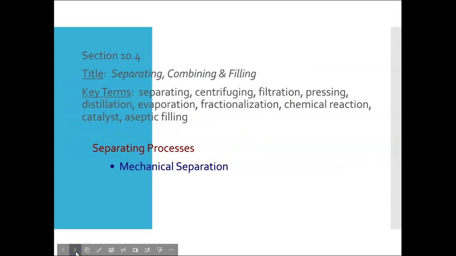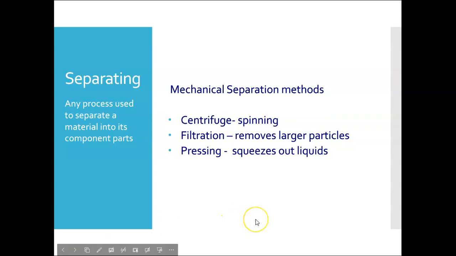When we talk about mechanical separation, we're going to talk about a centrifuge, where we basically spin things to get them to settle out and separate. We might use filters, what's called filtration, that's going to remove larger particles as we pour some type of liquid through a filter and are left with the larger particles. Or we might look at pressing, where we more or less press a slurry-type mix to squeeze out any liquid and be left with the solid as well. So those are our separating processes.